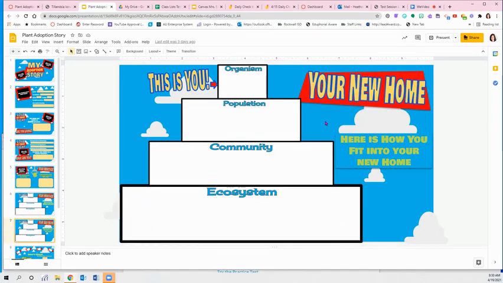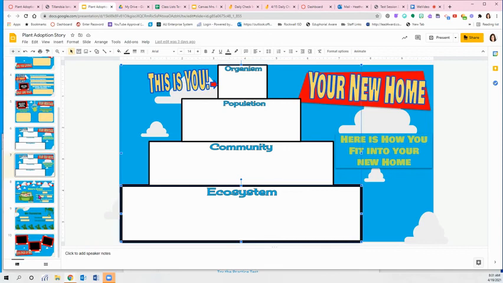Now, let's not forget your plant's been adopted into a new home. Your home is like an ecosystem for that little plant. So again, your plant's going to go in the top box because it is the organism. Population, there may be a population of one, but you may have more air plants at your house, okay? Community, what are all the living things at your home, the different populations of living things, and the ecosystem. So what are all the abiotic and biotic factors where you live for your little plant?